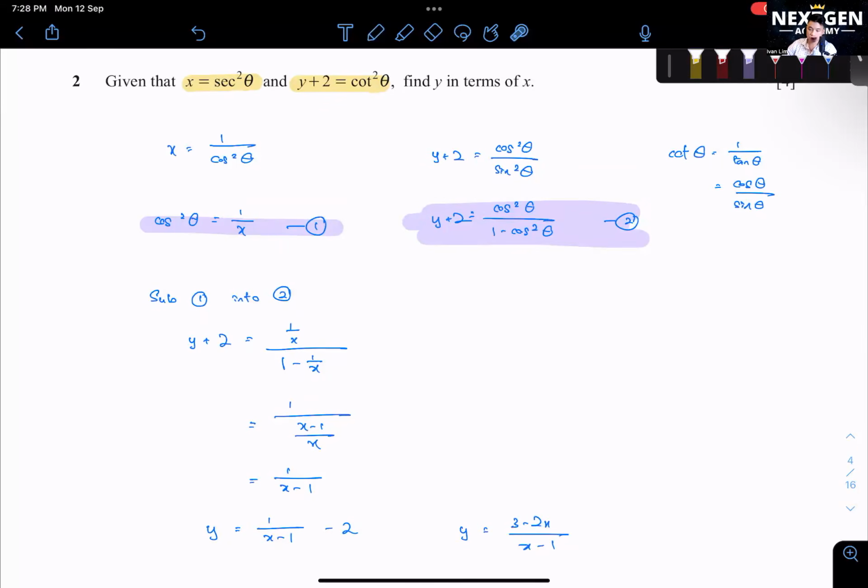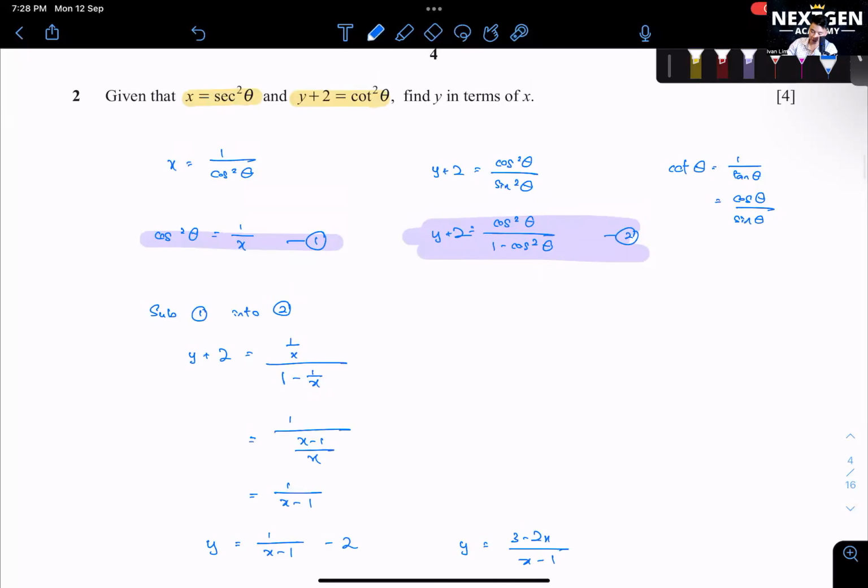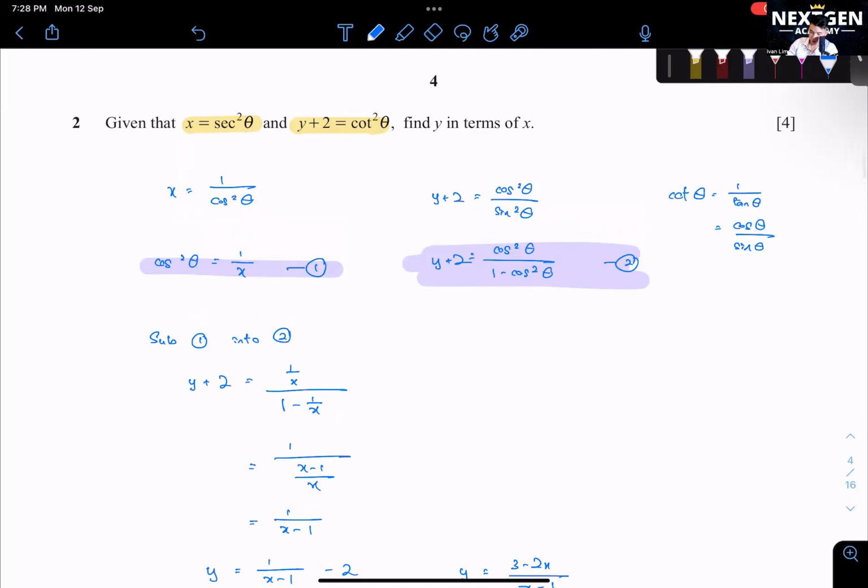So this is using your trigo identities. You just need to look at the formula sheet. Page 2, trigo identities is actually given to you, so you don't have to memorize it. You just need to get familiar with it and know where to find.